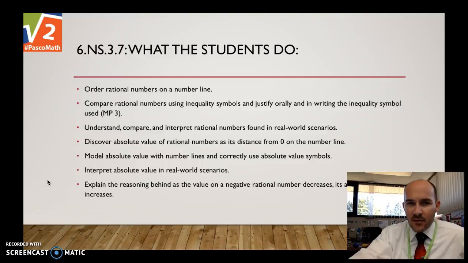Discover that absolute value of a rational number is its distance from 0 on the number line. Model absolute value with number lines and correctly use absolute value symbols. They need to interpret absolute value in real-world scenarios and then explain the reasoning behind why, as the value of a negative rational number decreases, its absolute value increases.